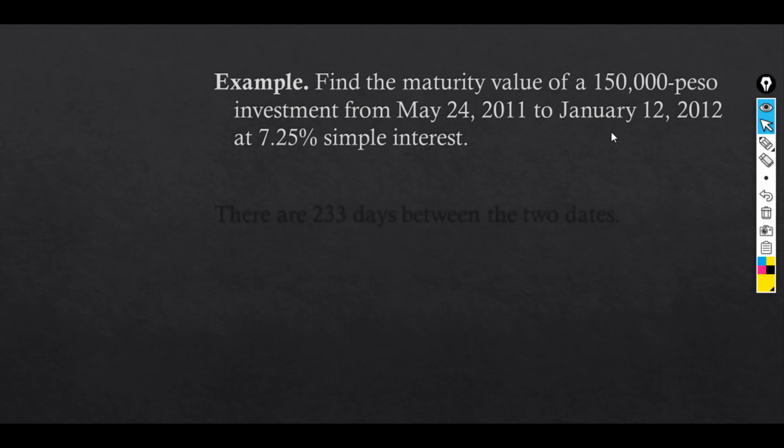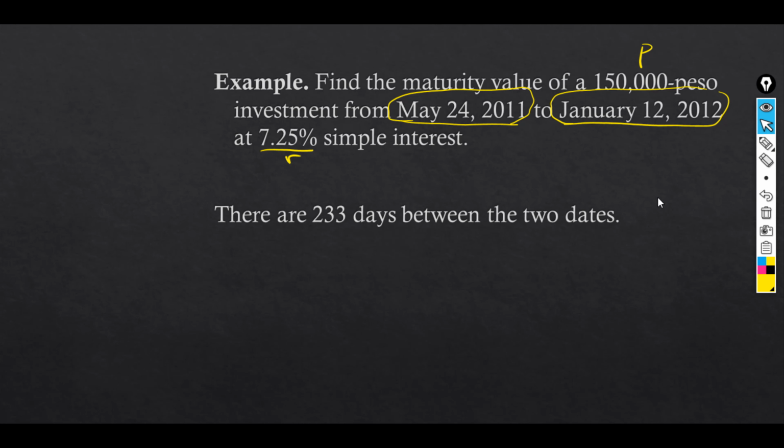Find the maturity value of a 150,000 peso investment. This is the P. From May 24 to January 12, 2012 at 7.25%. This is the rate. When the given is a date, you need to find the exact number of days. Remember that September, April, June, and November have 30 days. So, May has 31 days, minus 24.